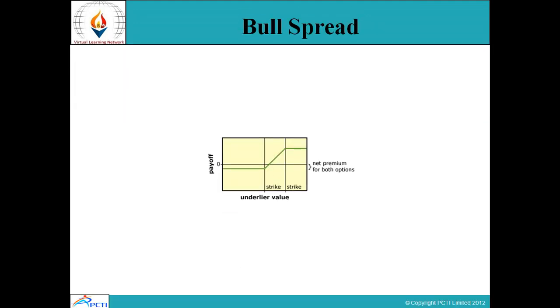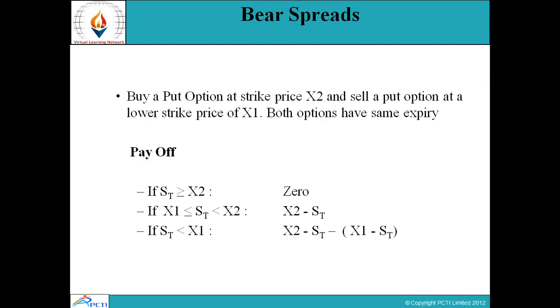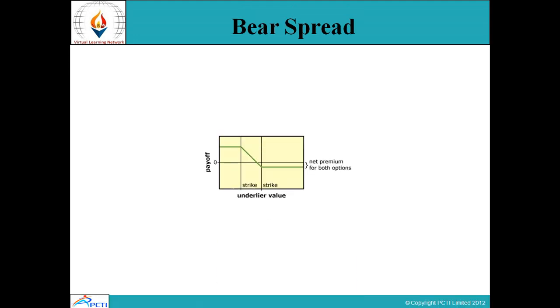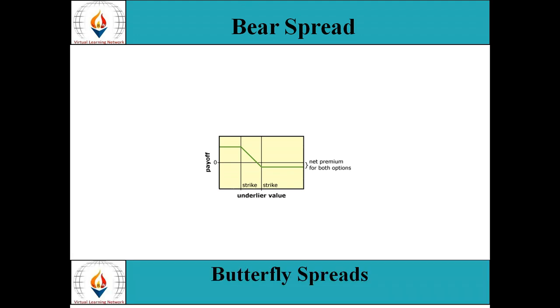For the bull spread, the payoff depends on the underlying values, strikes and net premium for both options. Now bear spread: buy a put option at a strike price X2 and sell a put option at a lower strike price of X1. Both options have the same expiry. If ST is greater than or equal to X2, then the gain is 0. If X1 is less than or equal to ST, less than X2, the payoff is X2 minus ST. If ST is less than X1, the payoff is (X2 minus ST) minus (X1 minus ST). The bear spread depends on the strike prices, underlier values, and net premium for both options.